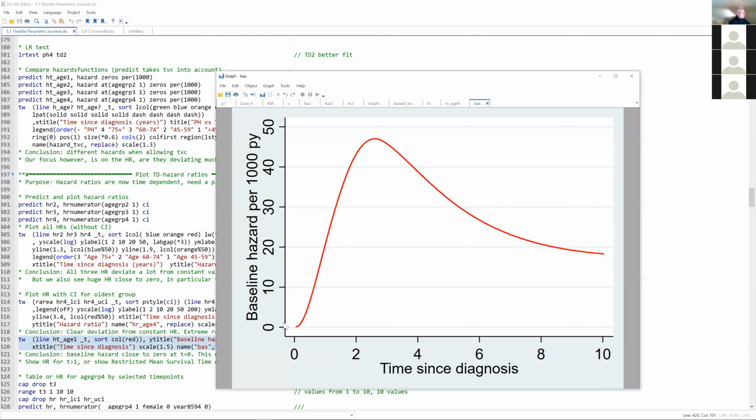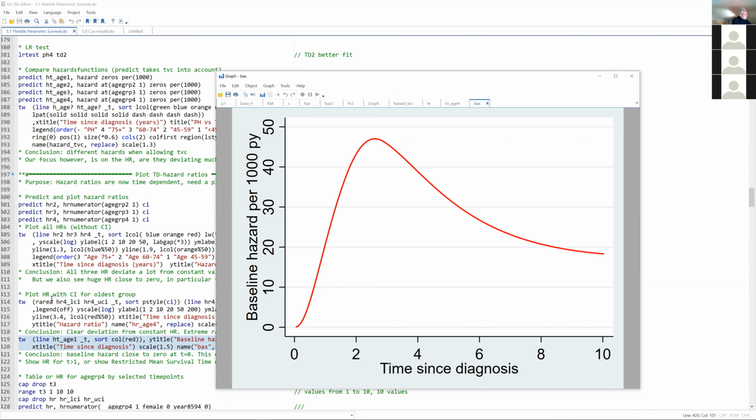Now we can see that the baseline hazard for the oldest group is starting very close to 0. So we have hazards very close to 0. We're dividing by that, and that gives us these very huge hazard ratios that are not very meaningful. They're not wrong, are they? But they're sort of misleading in a way. How can we handle that?